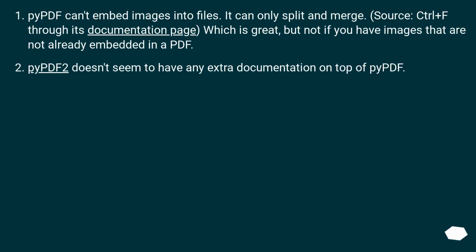Pip can't embed images into files. It can only split and merge. Source, Ctrl+F through its documentation page, which is great, but not if you have images that are not already embedded in a PDF. pip2 doesn't seem to have any extra documentation on top of pip.